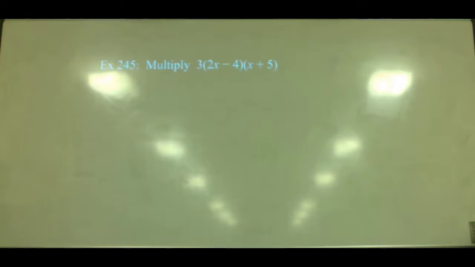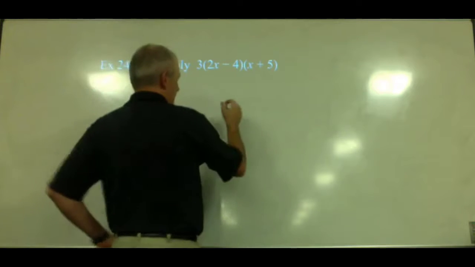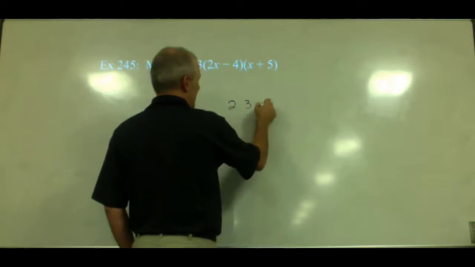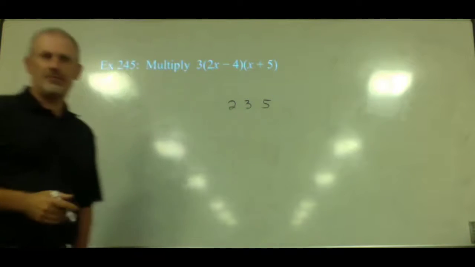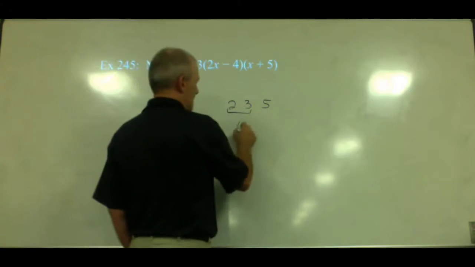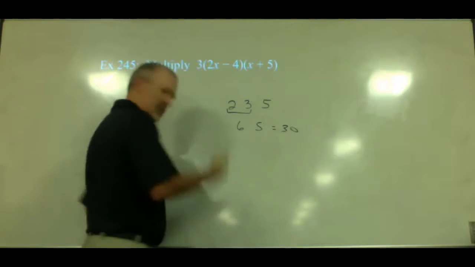Now, I want to just remind you of something, whether you realize it or not. If I ask you to multiply 2 times 3 times 5, what would you do? 2 times 3, then whatever you get times 5. 2 times 3 is 6 times 5, and you get 30. That makes sense?